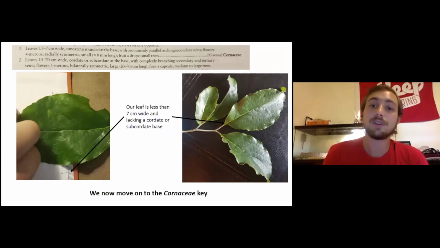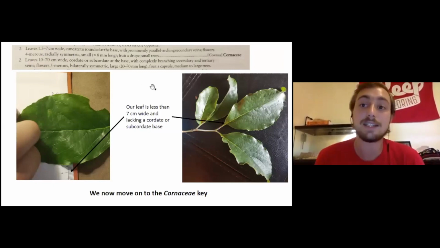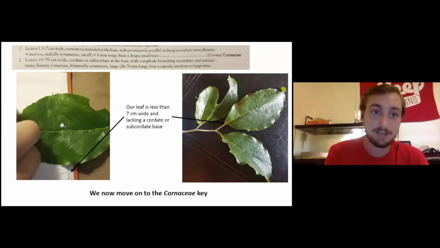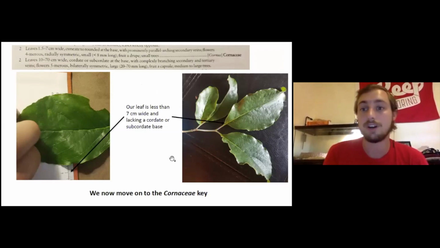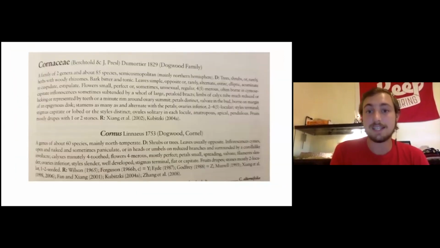So sometimes you really don't have to read the entire thing if you can make a decision based off of the first characteristic. And usually the first characteristic is the most distinctive feature, which is why it is listed first. So because our leaves are less than 7 centimeters wide and not greater than 10 centimeters wide, we know that our plant is in the Cornaceae family, or Cornus genus, the dogwoods. So I move into our final key, the Cornaceae key.